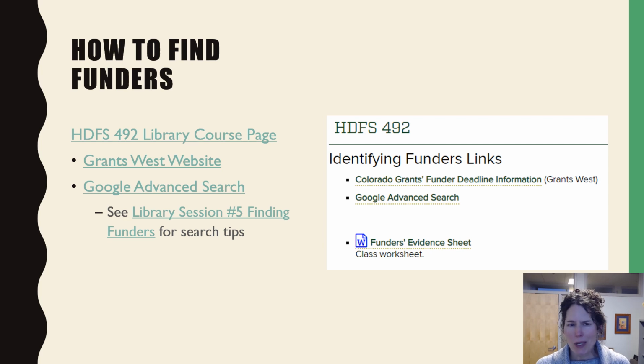Okay, so you're probably wondering, how am I going to find funders? Luckily, we have some great resources for you. If you go under the assignment resources on the course homepage, or look under this module overview page, you'll find links to the library course page specifically built for funders, one to a Colorado Grants website if you're doing a Colorado organization, and also guidance on doing a Google advanced search. So either or both of those should be able to help you.